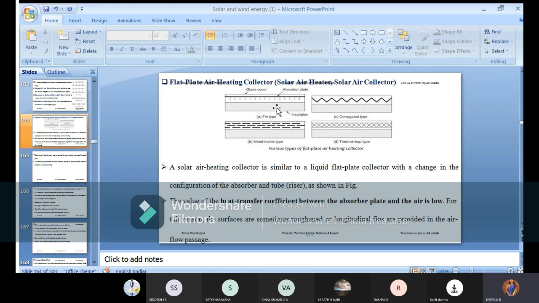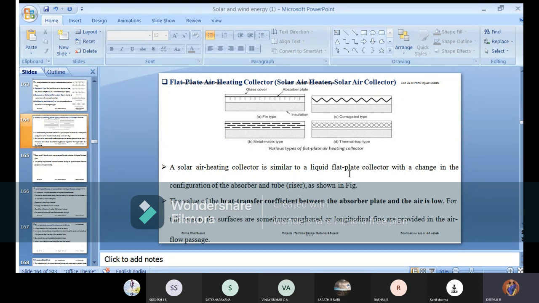So we'll see what exactly it specifies. A solar air heating collector is similar to a liquid plate collector in terms of construction. Of course, you get the glass cover and absorber, and in the place of your absorbing element, that is the water tubes, you have the insulating material. Air is one of the dielectric materials, right? So that's why they are considering it as an insulator. You can have different materials also.